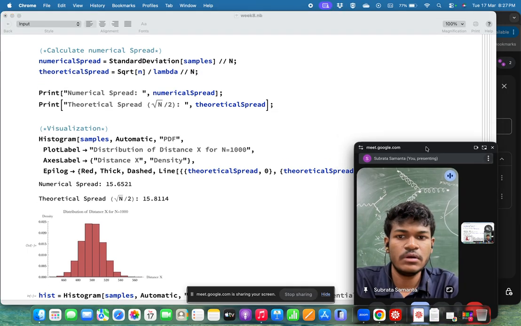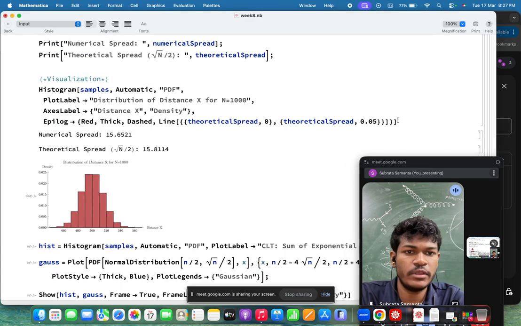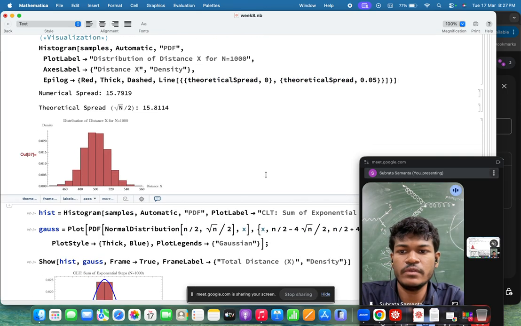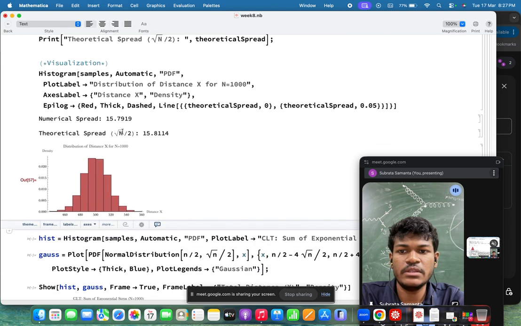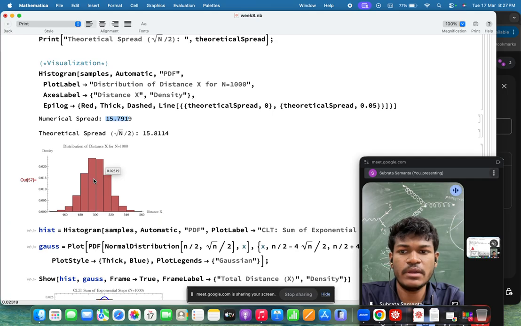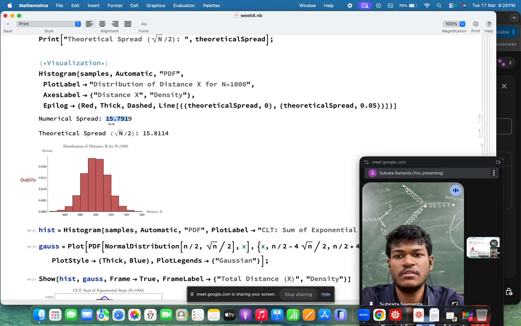We will see that the average in this case is not 0, but is shifted to the positive, because the distributions are defined on the positive line axis. You will see the average is basically around 500, because in total we have 1000 steps, n equals 1000. So your average is almost n over 2. And the numerical spread is 15.79, calculated from this sample, and the theoretical value is 15.8, very close to that number.